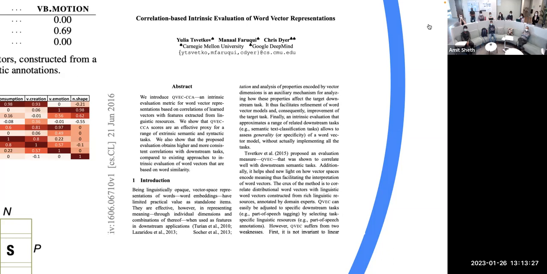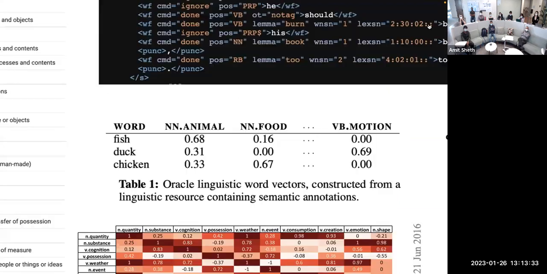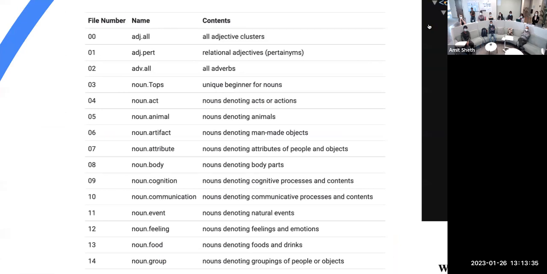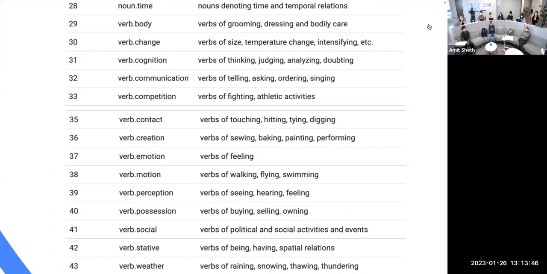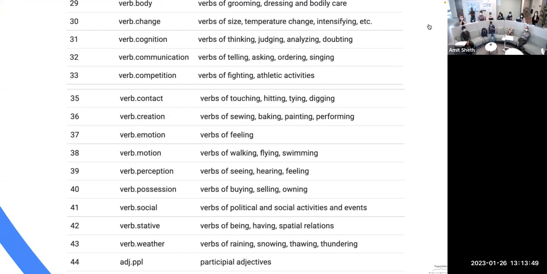The second paper is actually from Eduard Hovy, a different group from Carnegie again. What they did, they said, okay, let me take all the linguistic dimensions, grammatical, from WordNet, let's say artifact, attribute, body, cognition, and so on. It has almost 44 dimensions. So let me take these 44 or 45 dimensions, 0 to 45, and try to explain the word vector based on them. If I can do that, then these numbers are not Hebrew to me. I understand what they mean, and then I can do something better. That was the philosophy.